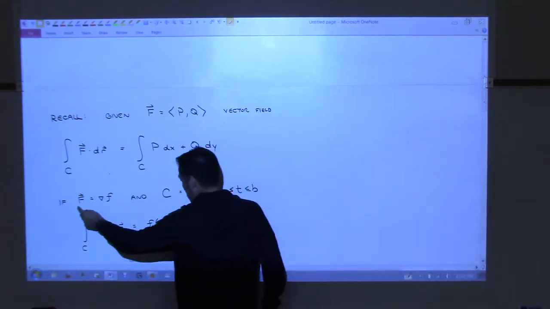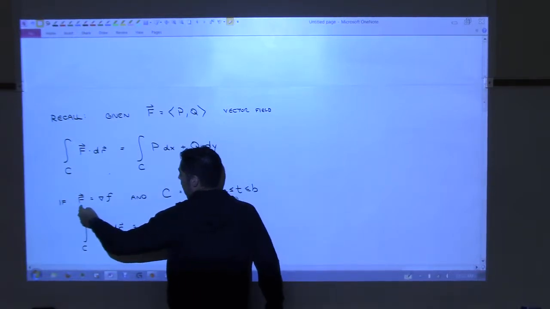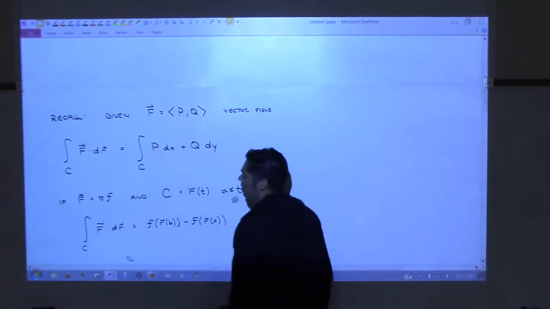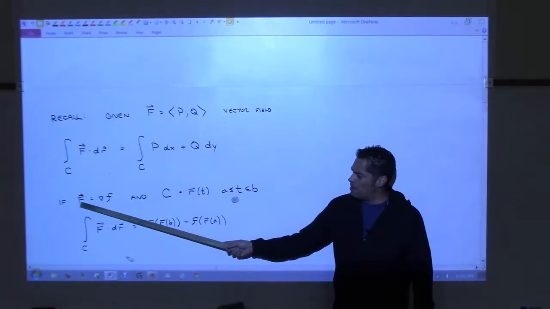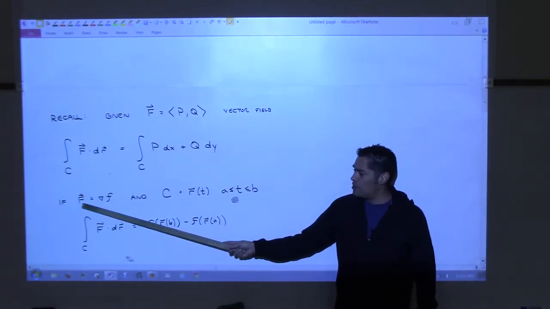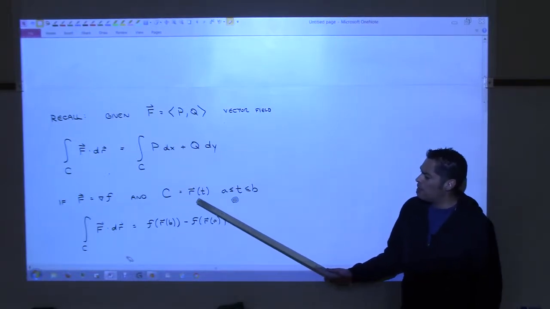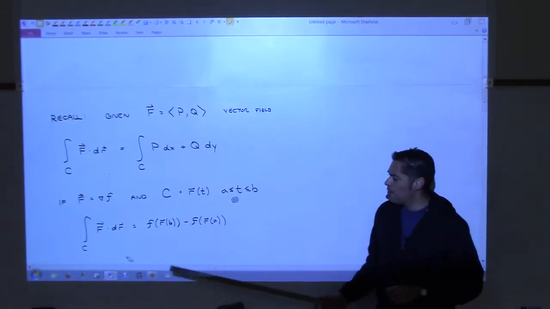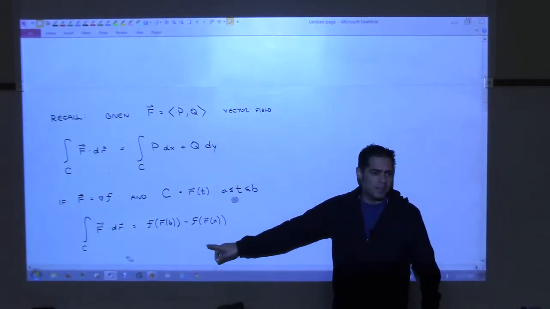If, I'm sorry, I'm getting over something right now. If the vector field F is equal to the gradient of some scalar function little f, what does that mean if that's true? We would say that this capital F is conservative. So if F is a conservative vector field, and the curve C that you're integrating over can be parametrized with the vector function r of t, where t is restricted between a and b, then this work integral basically turns out to be the difference of the two endpoints.